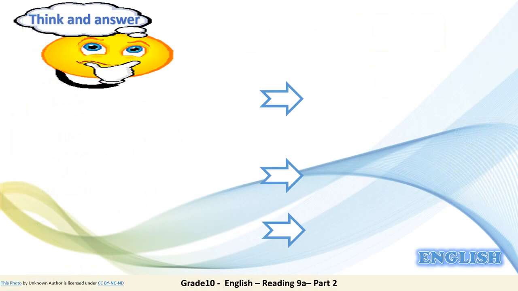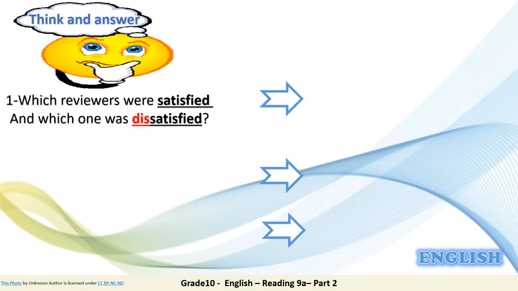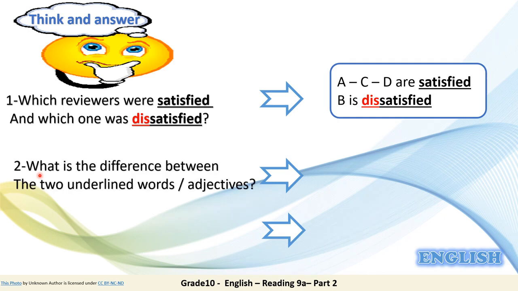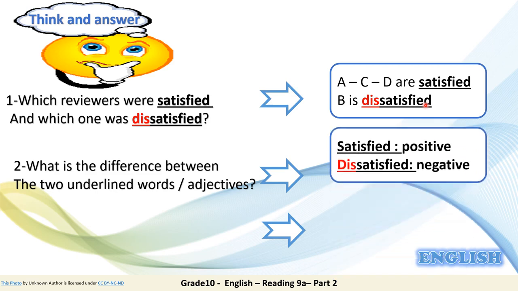With reference to the four reviews, let's answer the questions below. Number 1. Which reviewers were satisfied and which one was dissatisfied? Very good. Reviewers A, C, D are satisfied. Reviewer B is dissatisfied. For question number 2, what is the difference between the two underlined adjectives, satisfied and dissatisfied? Very good. Satisfied has a positive meaning. Dissatisfied has a negative meaning.